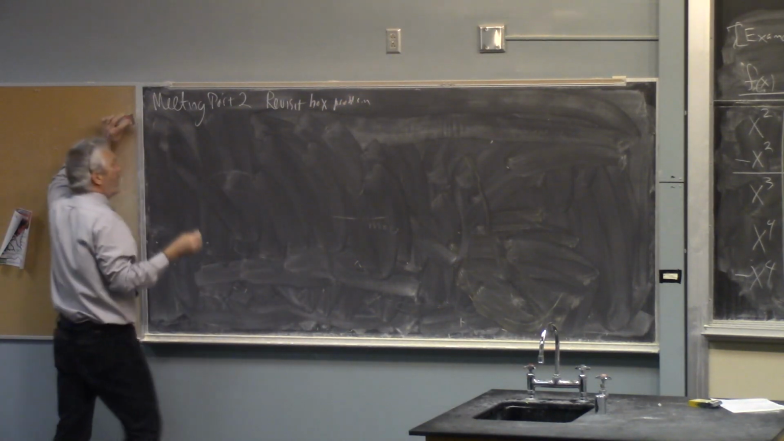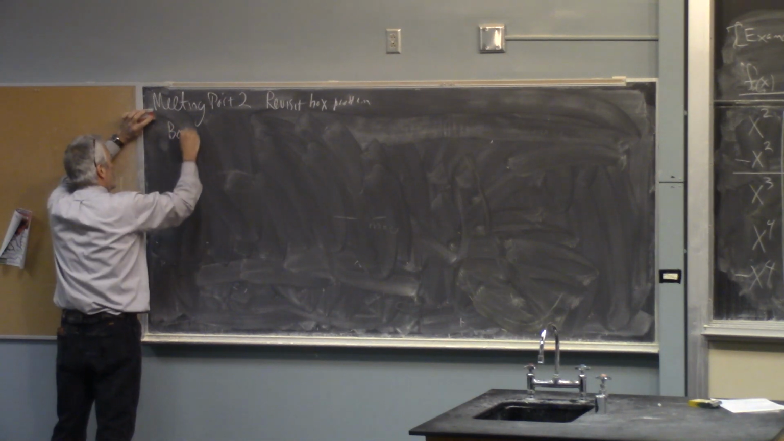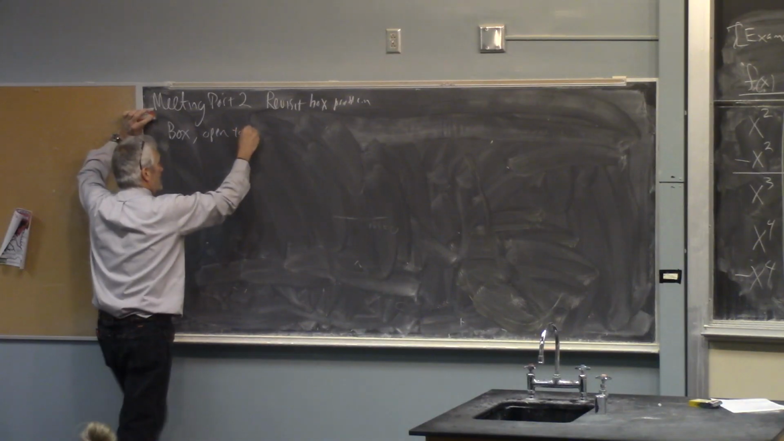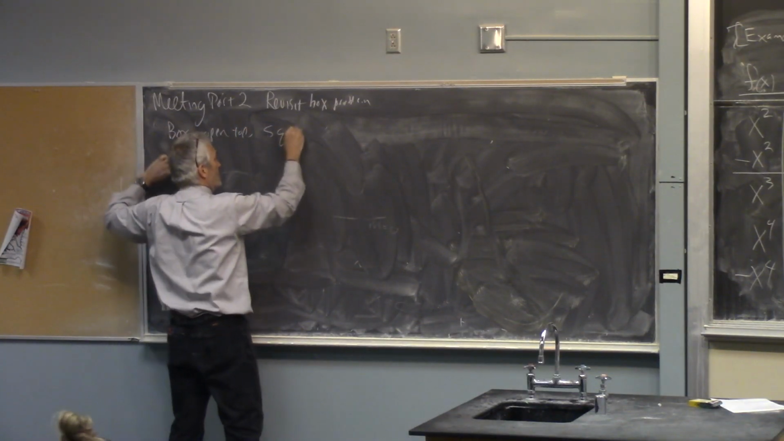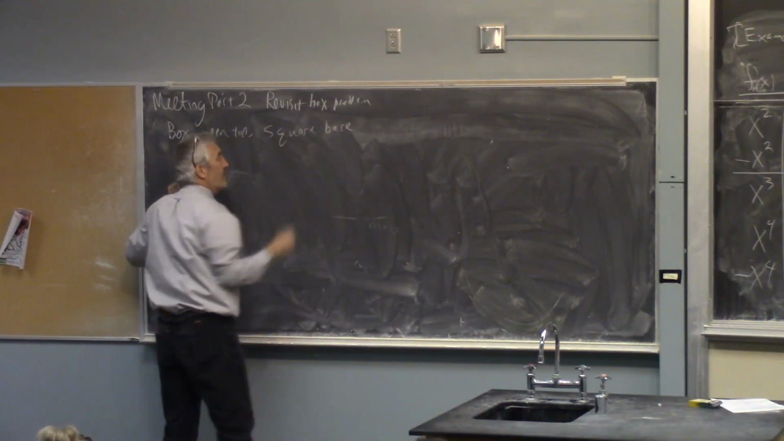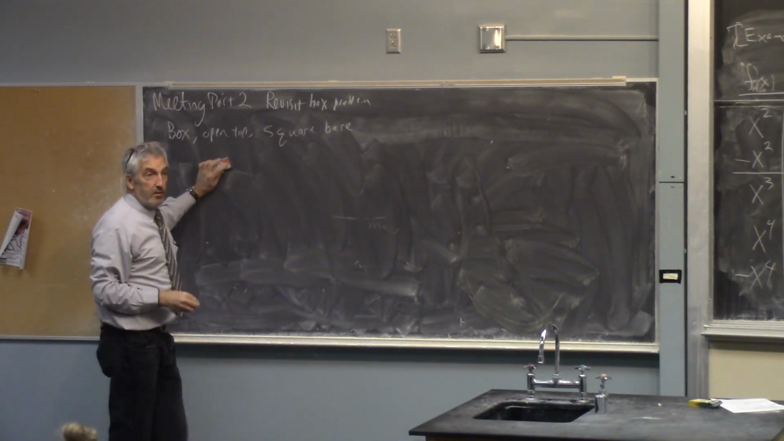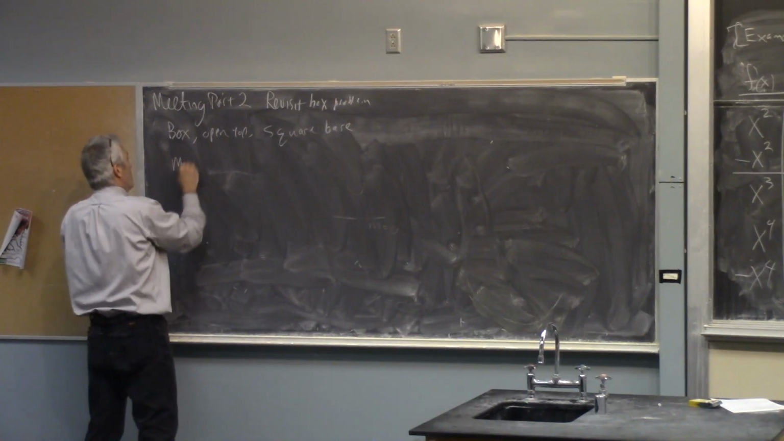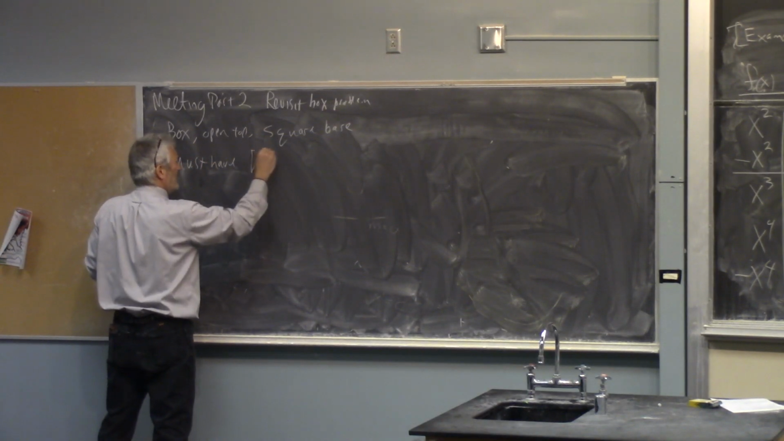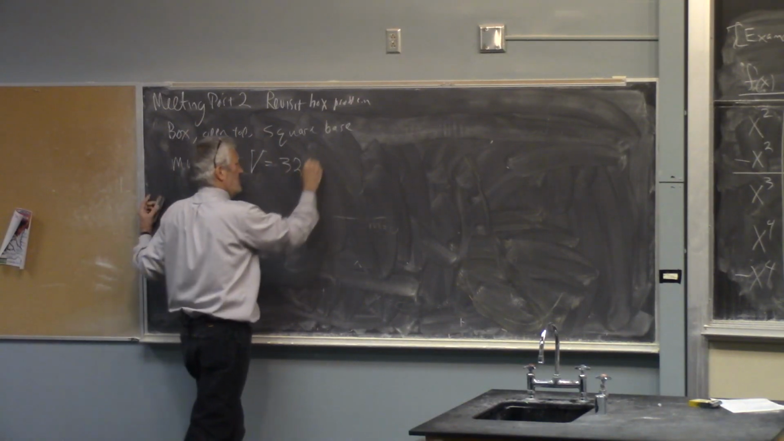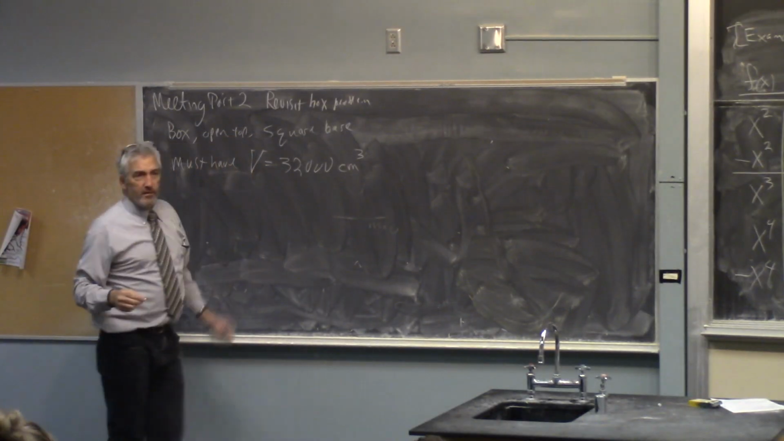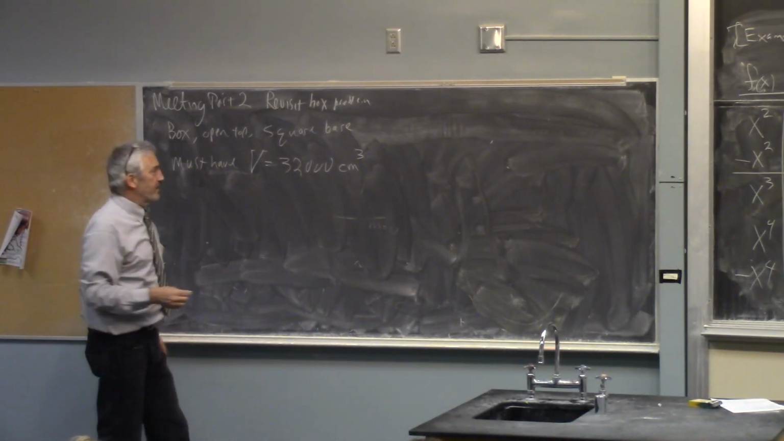So we have a box with open top, square base. Must have a volume of 32,000 cubic centimeters. Find the dimensions that minimize the surface area.